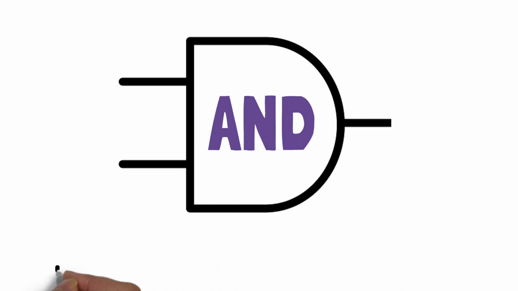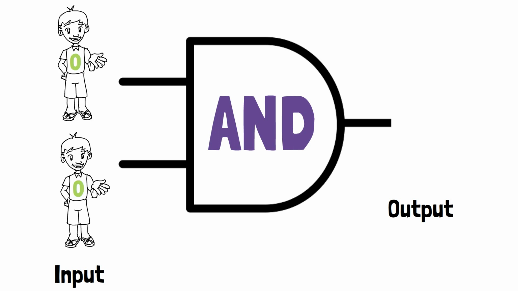The AND gate takes a 2-bit input and produces a 1-bit output. If both bits are 1, then it produces a 1. Otherwise, it produces a 0. Let's look at an example. Say that we start with 2 0 bits as inputs. What will the output be? Well, the AND gate only produces a 1 when both of the inputs are 1. And since they are not both 1 in this case, then the output will be a 0.